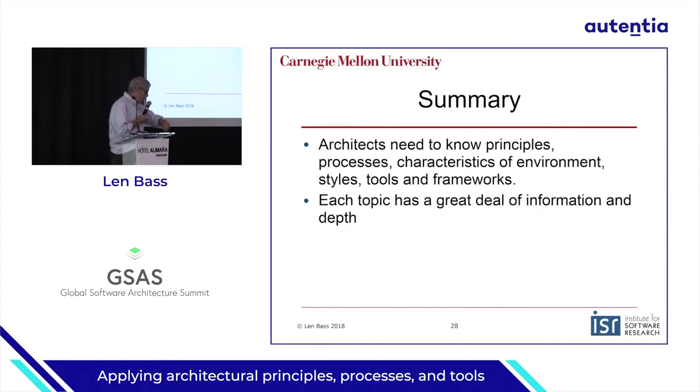Okay, we probably talked too fast. So you need to know 5 different things if you want to be an architect. You need to know architectural principles. That's fairly easy. You need to know architectural processes. You need to know the environment you're working in. And each one of these topics has a lot more information. If I didn't talk so fast, I would have gone through it. I didn't realize I was going to talk so fast.